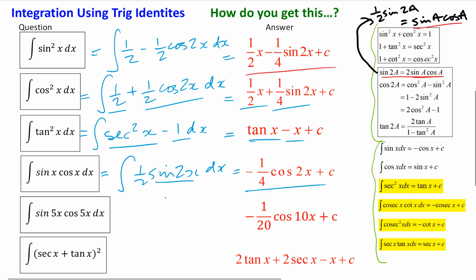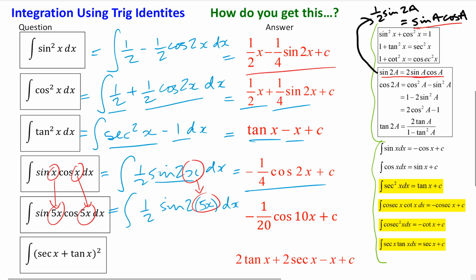Now the next one, you can see, looks very similar to the one we've just done. It's just that instead of x, we've got 5x here. Instead of this x, you've got 5x as well. So we can use the previous identity, but instead of the x here, we just need to swap that for a 5x. Okay, so we'll put a 5x in a bracket here. So it's the same as the previous question. We're just replacing all the x's with 5x.